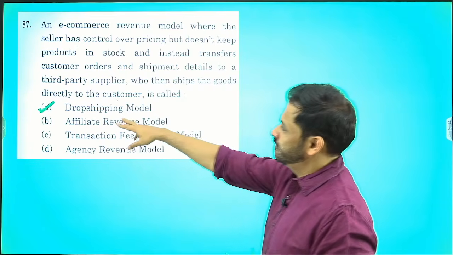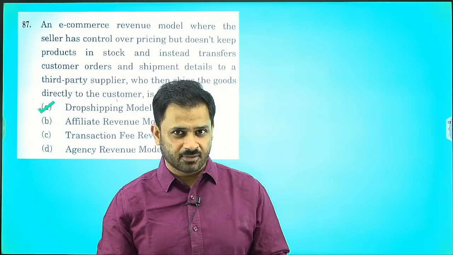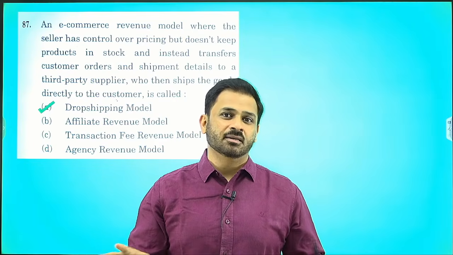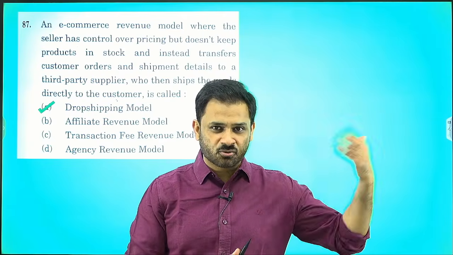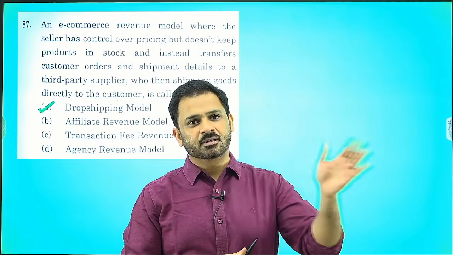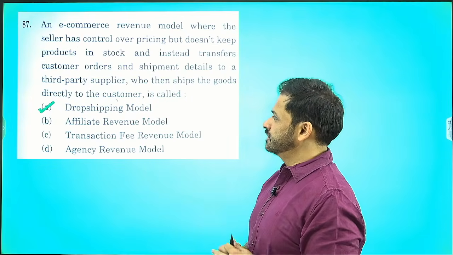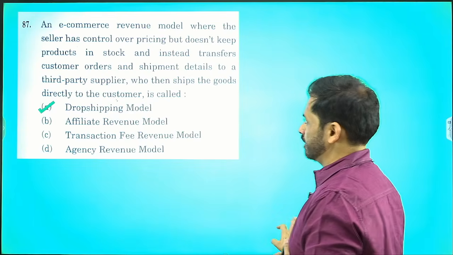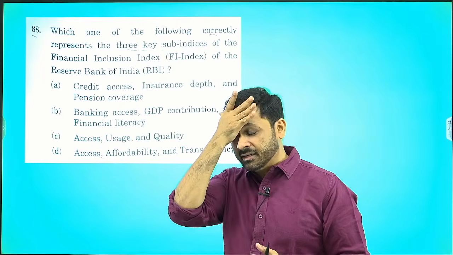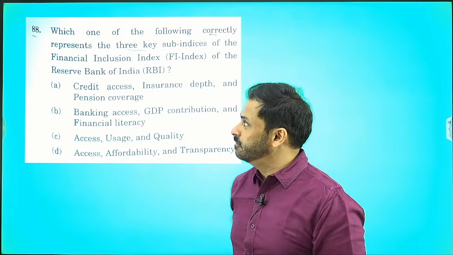So the answer here will be the dropshipping model, because in this case the firm running the platform is not keeping any stock. It directly takes the order and transfers it to another company or someone providing those services, and that product is directly shipped to the customer. This is what we call the dropshipping model. Okay, the answers are very clear and simple, as is already clear from the UPSC key, and so many answer keys have already been published.